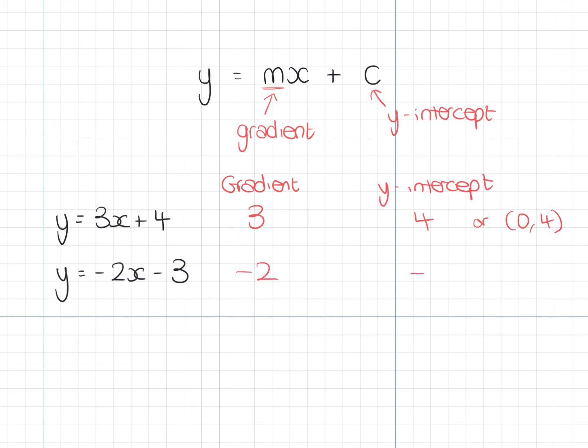If I had y equals minus 2x minus 3, then the gradient here is minus 2, and the y-intercept must be minus 3, or 0, minus 3.